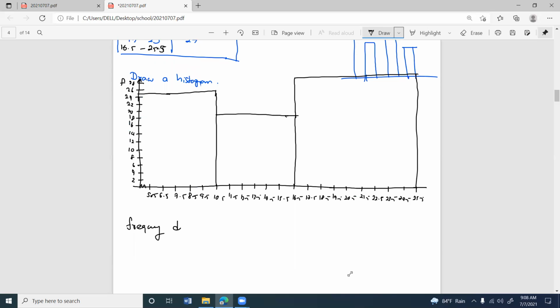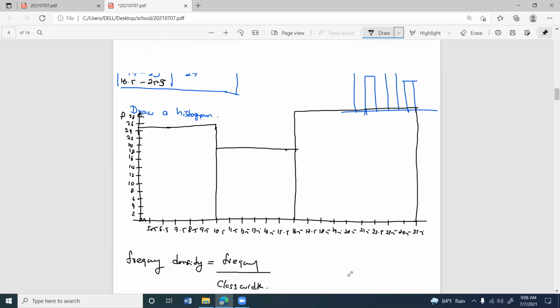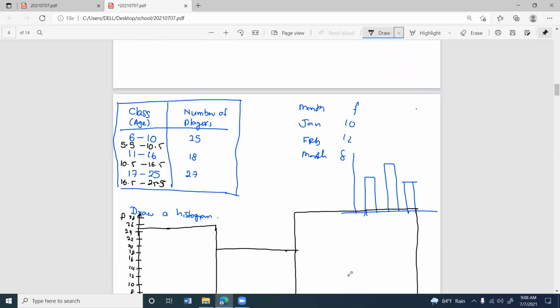How to calculate the frequency density? You divide the frequency by the class width. Right, let's do this. We'll calculate the frequency density for this. I'll do the first calculation, and after that I will just get the rest.